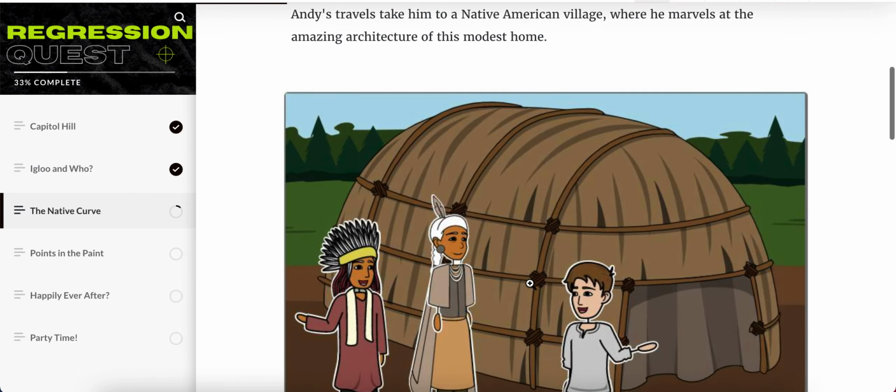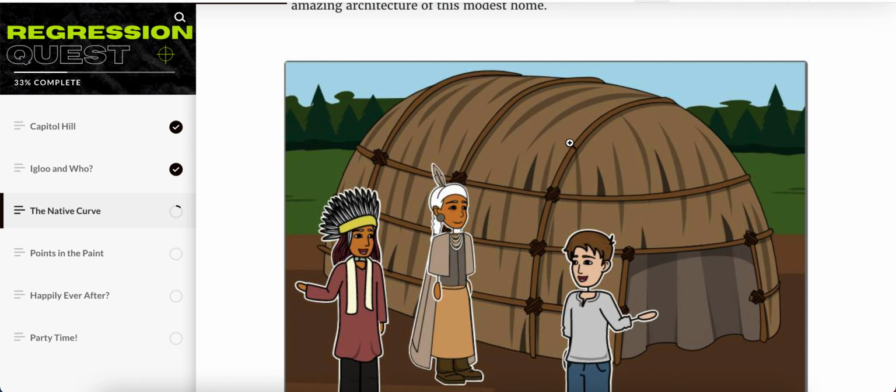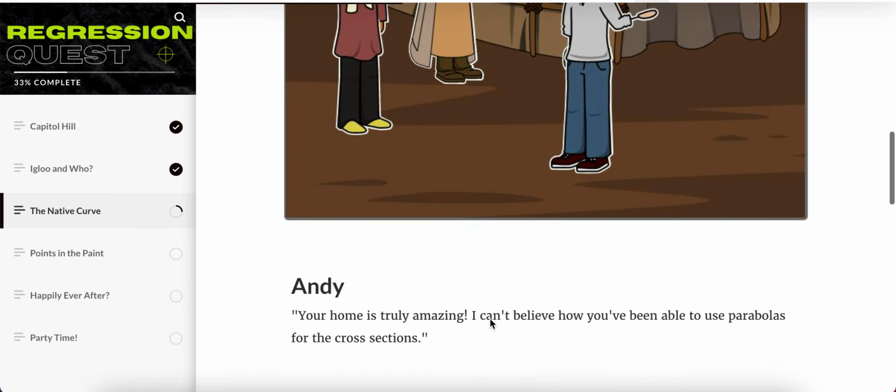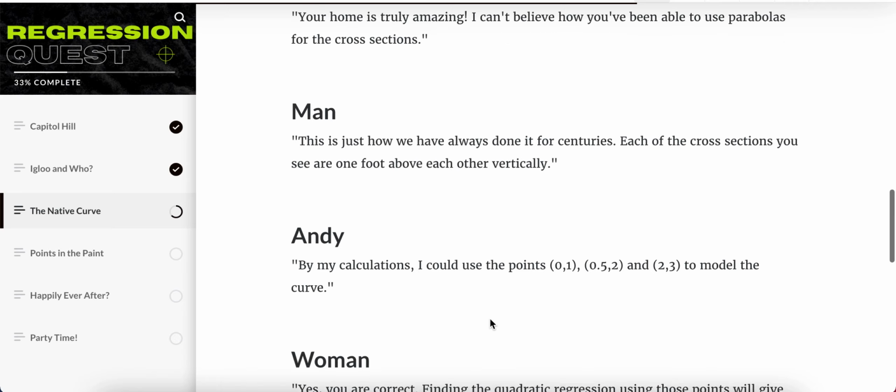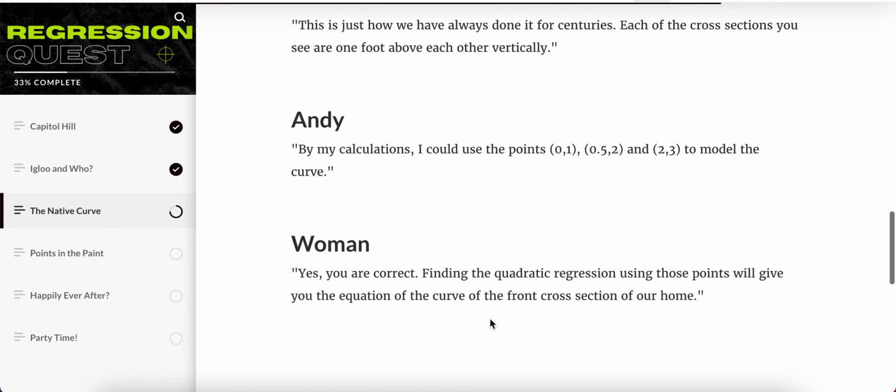Andy visits a Native American village where he notices that the house is specifically built in a parabolic way. It has each of these cross sections. In fact, the ones that go across are this way as well. But each of those cross sections do represent a parabola or a quadratic. And so Andy and the man and the woman, husband and wife, are discussing the calculations.